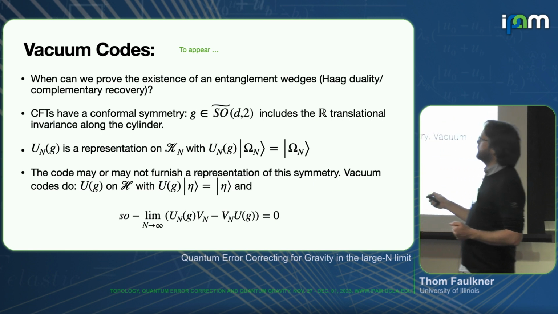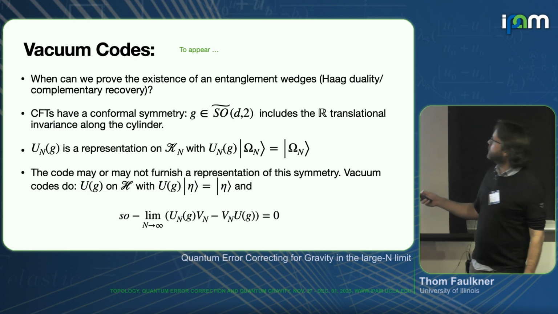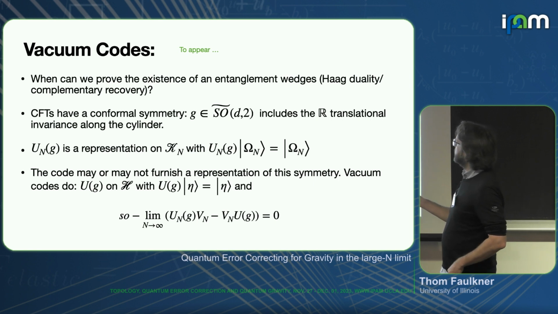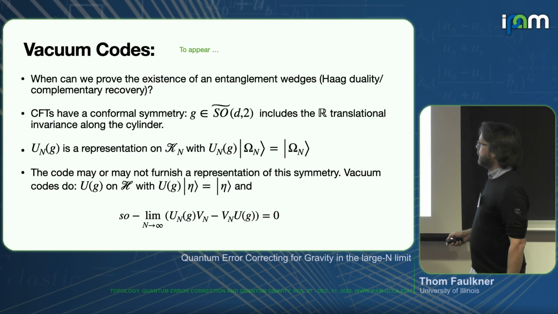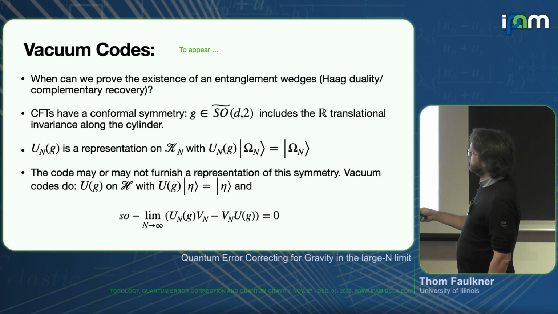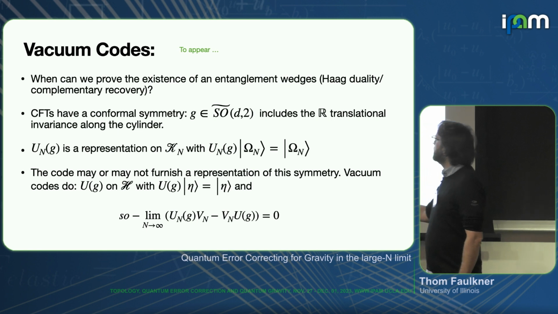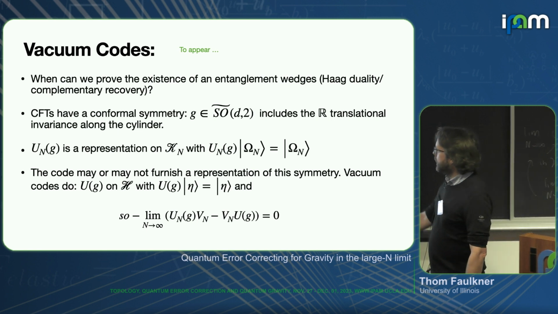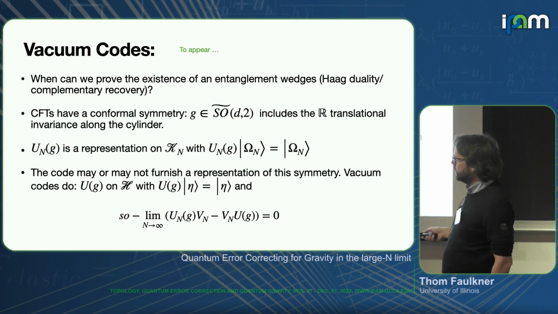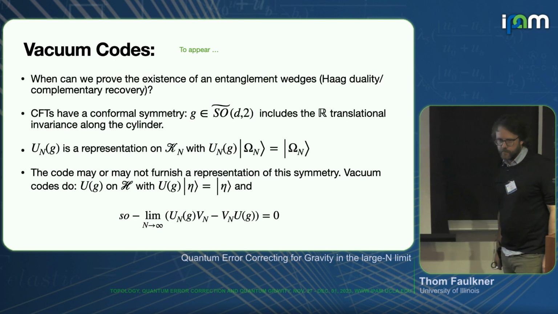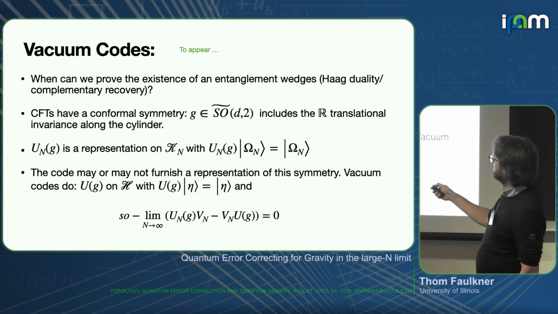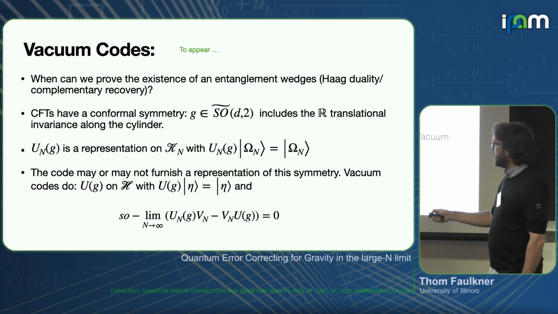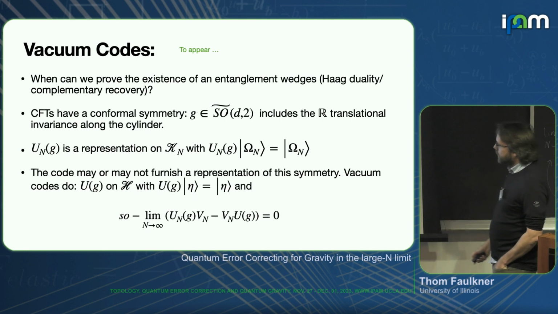So a vacuum code. Well, a CFT has a conformal symmetry by definition. The conformal symmetry is some group. It includes time translations along this cylinder that I drew. That's one of the generators. But in any case, there is some representation of this group on the boundary Hilbert space, like a sequence of representations that holds fixed the vacuum state. The code itself may or may not furnish a representation of this symmetry. By definition, a vacuum code does. So that's what I mean by a vacuum code. It has a representation of this conformal symmetry and some state that is held fixed by it.